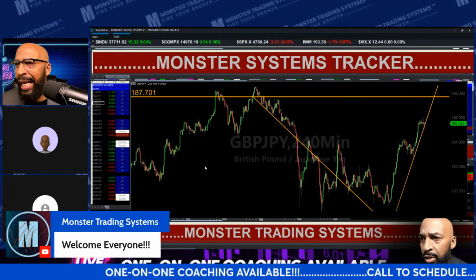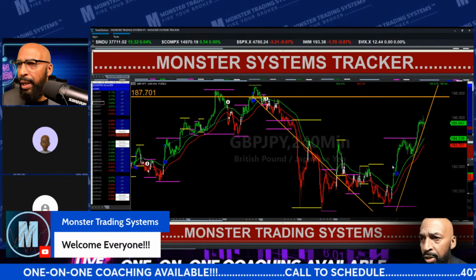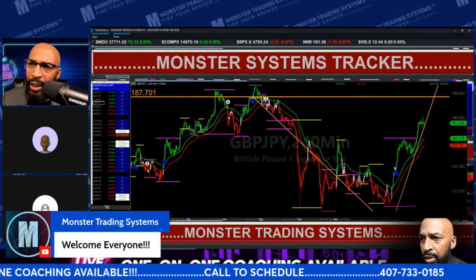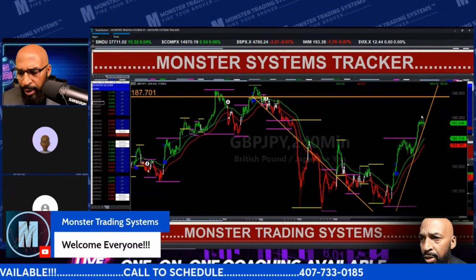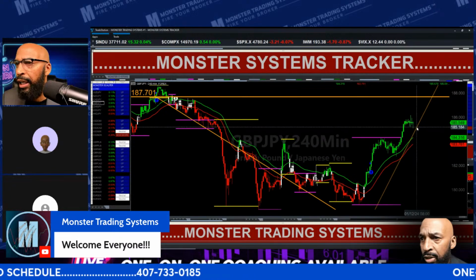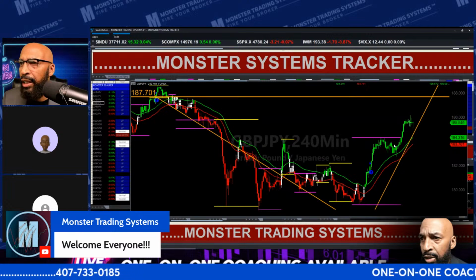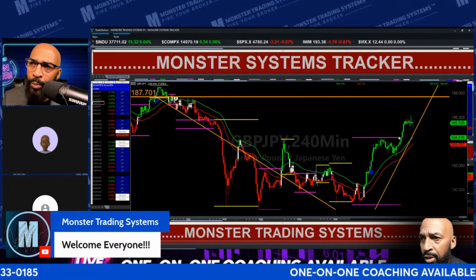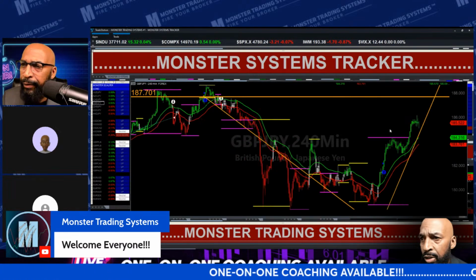Pound yen. All right, a good trade going here. Buy signal, guys, all the way down here. And here we are getting close to our first target. So buy signal here, close target here. Now, I'll be careful adding.